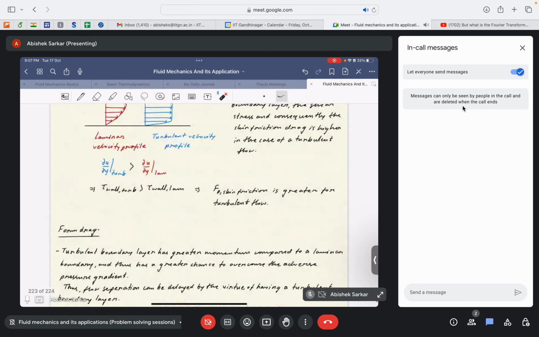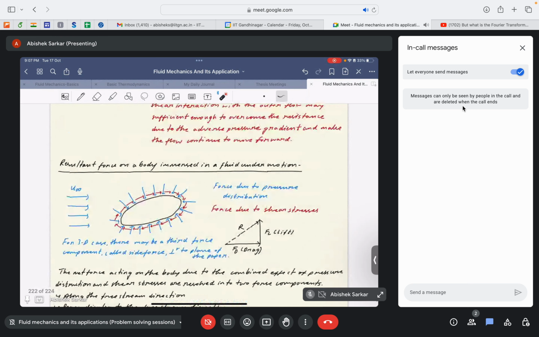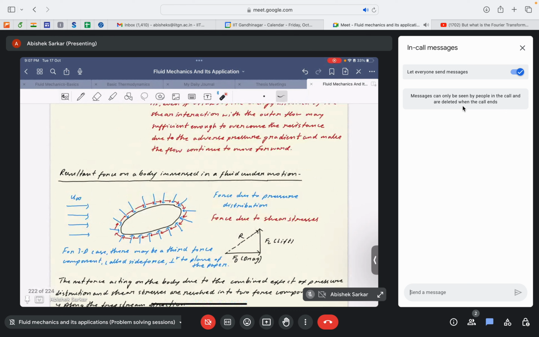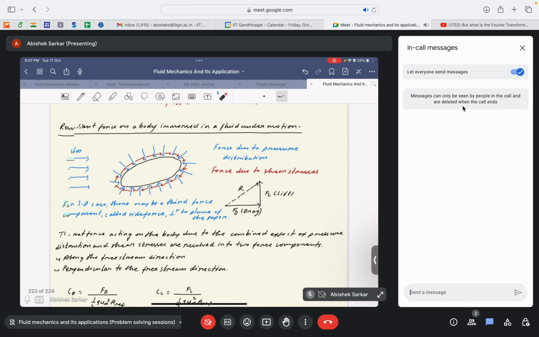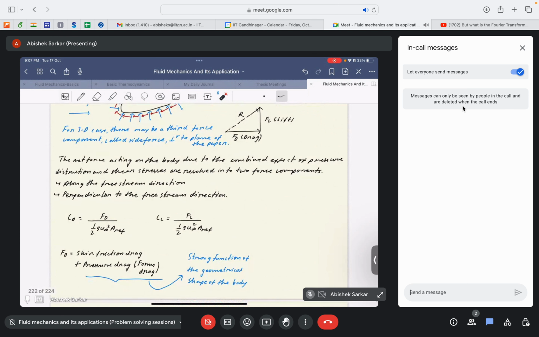This part I will skip past a bit fast, because here they briefly discuss the resultant force and flow on immersed bodies. There are two types: lift force and drag force, where the drag force is a resultant of the skin friction drag and the pressure drag or the form drag, as I told.